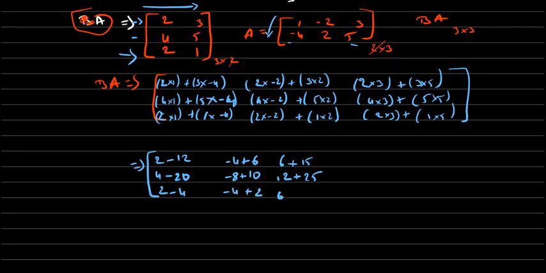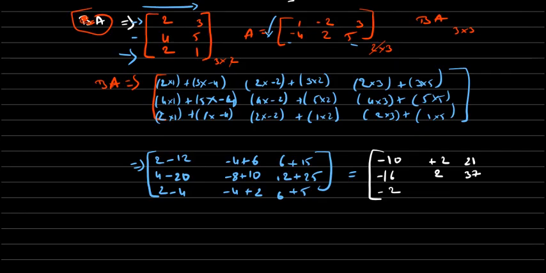See guys, minus 12 plus 2 will become minus 10. And here 6 plus 15 is 21. Either you can write plus or not, it doesn't matter. Whenever it is minus, you should write minus. Minus 8 plus 10 will become 2 again. 25 plus 12 becomes 37. And 2 minus 4 will become minus 2. Minus 4 minus 2 will become minus 2. 6 plus 5 will become 11.